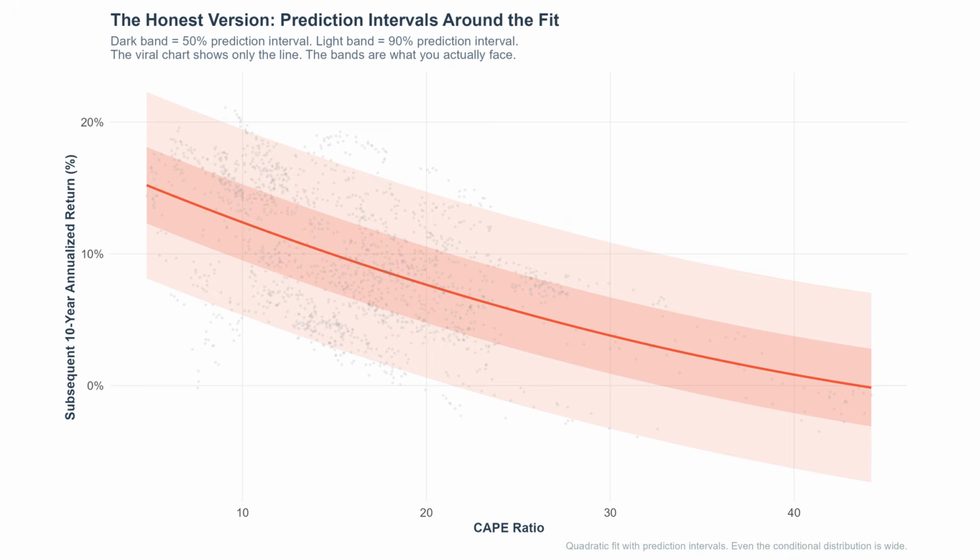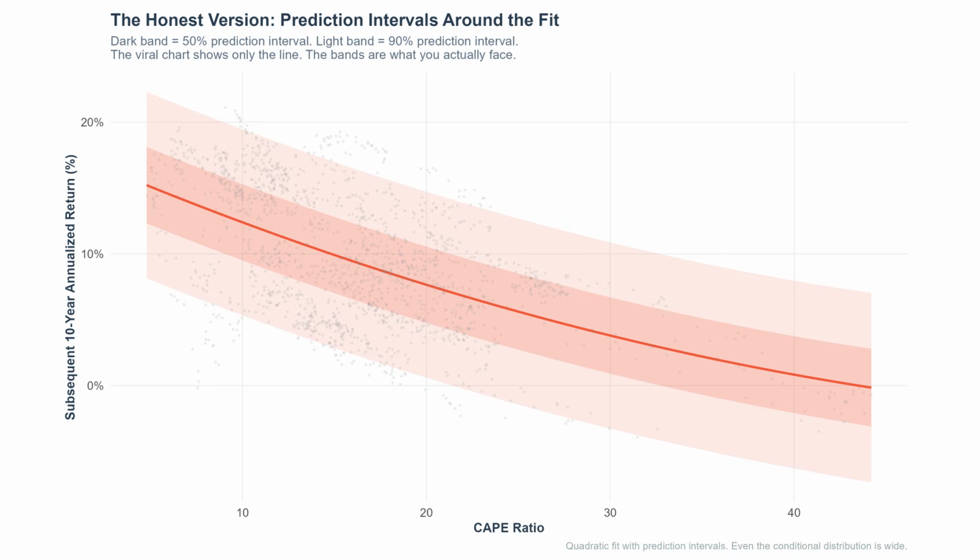Right. It feels like a guarantee. It feels actionable. But the research replaces that single arrogant line with an honest prediction interval. This is a visual representation of uncertainty. Instead of a line, it shows a dark shaded band representing the 50% prediction interval, where half of the outcomes fell, and a lighter shaded band representing the 90% prediction interval.